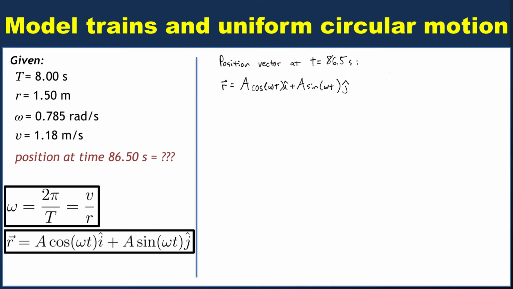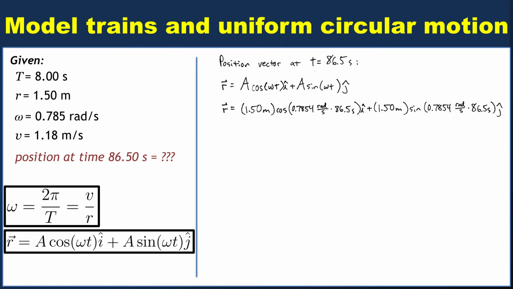You may remember in this form, A is really just referring to the radius of the circle. It's strange notation since we called that r over there. You'll see later on when we do oscillatory motion, there's a reason that they chose the variable A. We'll get to it. But we know that value. A is 1.5. Omega was 0.7854 radians per second, using a little more precision so we have an accurate calculation, and our time was 86.5 seconds.